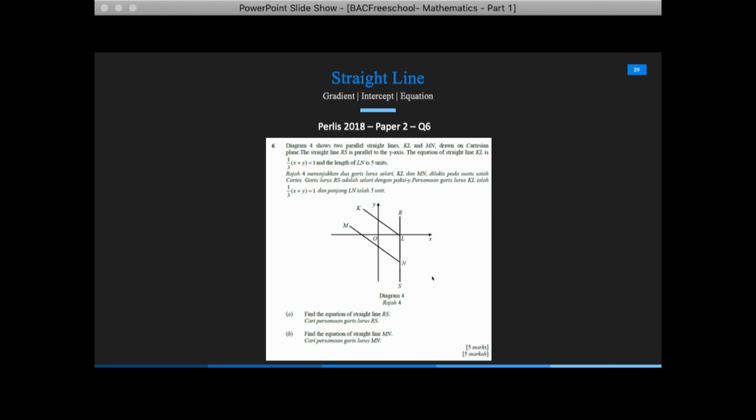Diagram 4 shows two parallel lines, KL and MN, drawn on the Cartesian plane. The straight line RS is parallel to the y-axis. The equation of the straight line KL is that equation. The length of LN is 5.